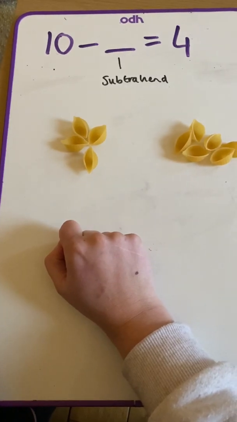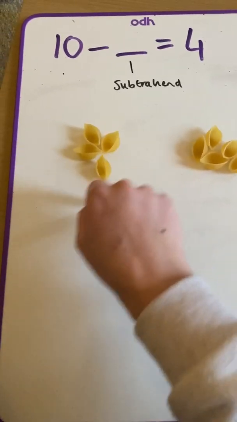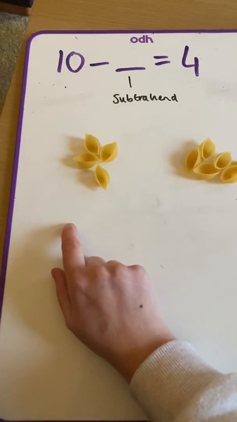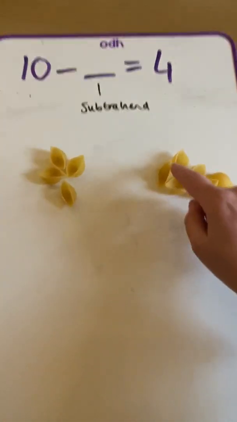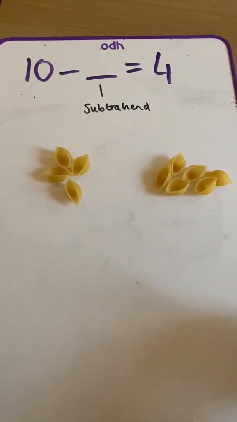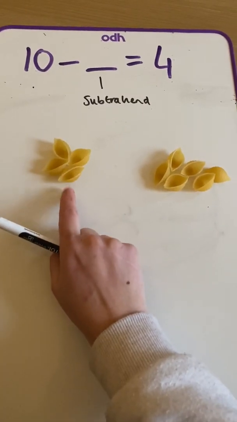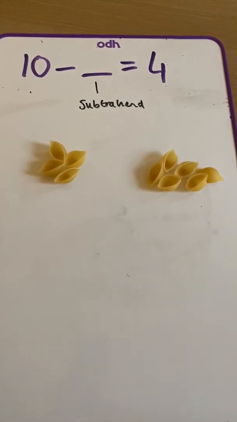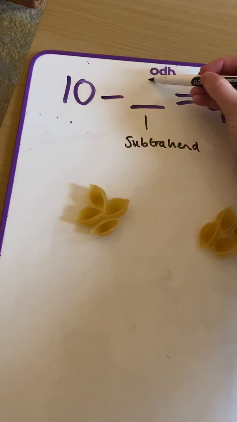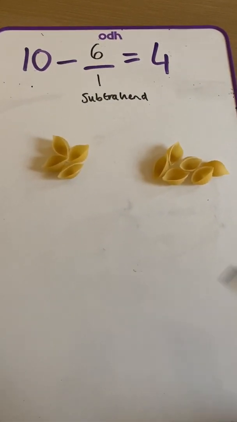So I had 10, and I've taken away a number to leave me with 4. So let's see how many I took away. 1, 2, 3, 4, 5, 6. So I took 6 away from my 10 to leave me with just 4. So I could write 6 in here. 10 take away 6 is 4.